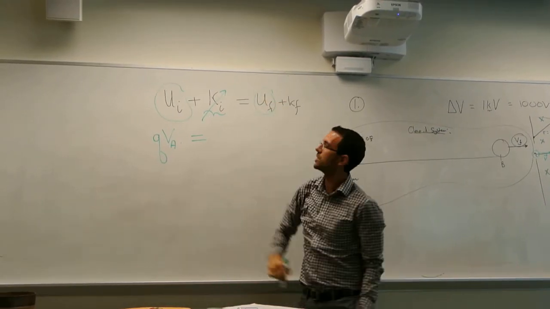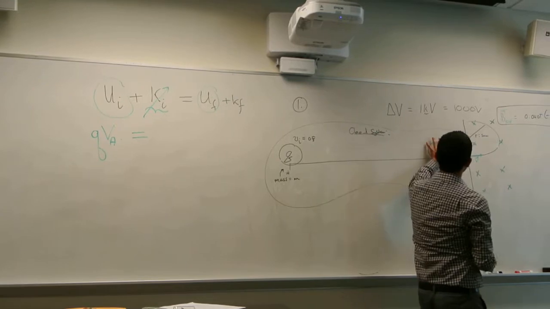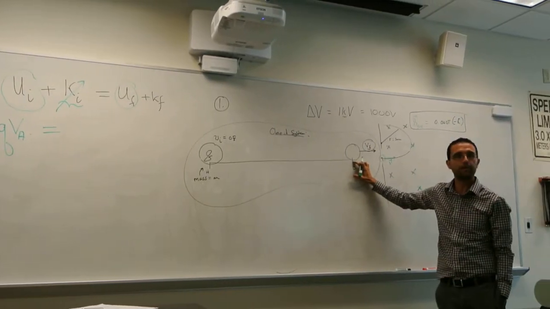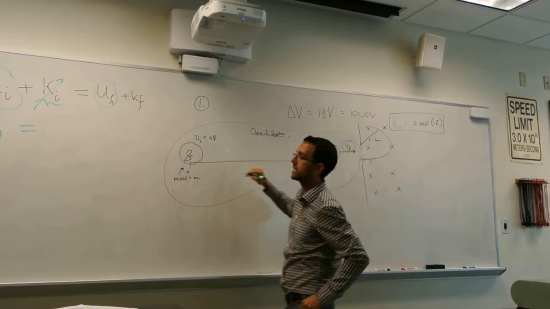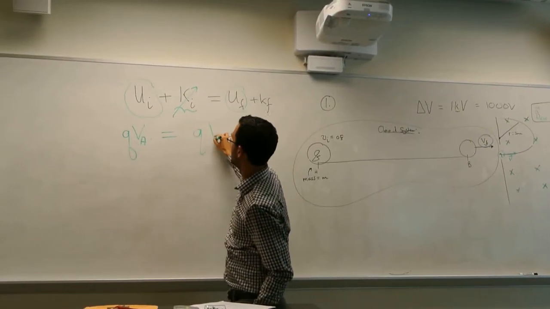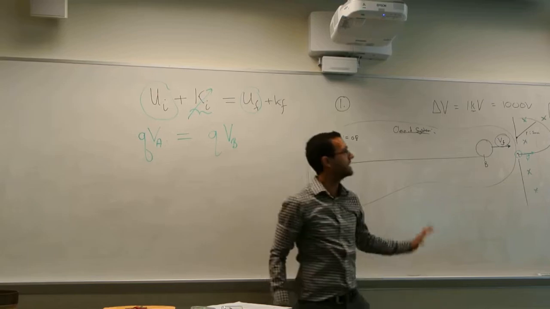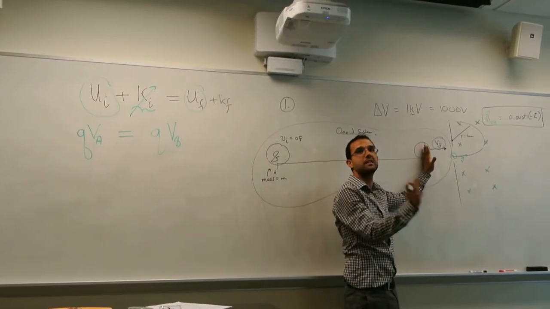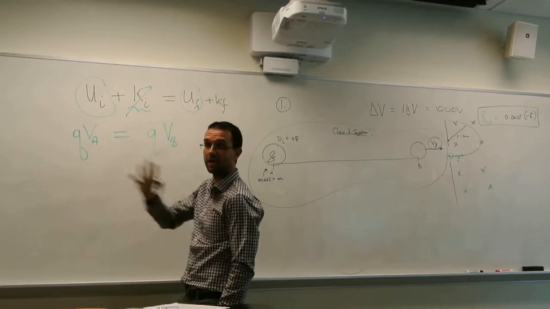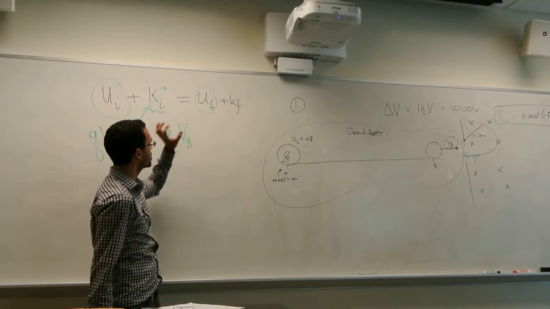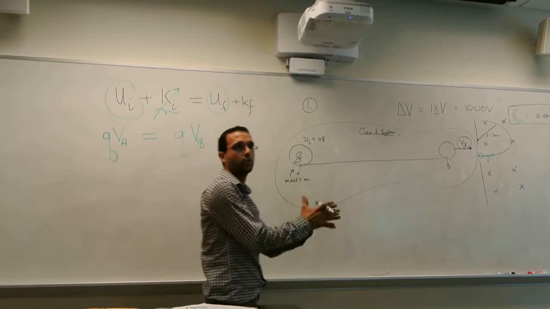Equals potential energy final. So that's the potential energy of the ion when it gets to point B. How do I write the potential energy in terms of voltage? That's going to be charge times voltage. But this time the ion is now at point B, so I need the voltage at point B. So the potential energy that the charge possesses at point B will be the charge of the ion multiplied by the voltage at the location B.